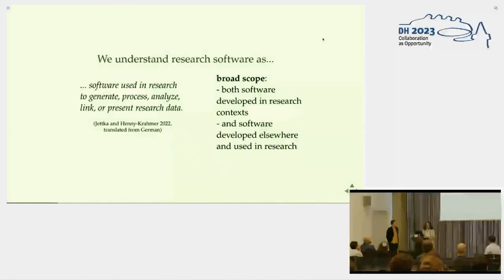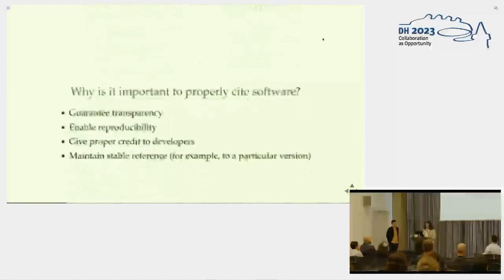And, of course, we're not talking about PowerPoint, we're not talking about Word, we're talking about research software, which we understand as software that is used in research to generate, process, analyze, link, or present research data. We also see research software in a broad scope, so that means that we consider both software that was developed in a research context, but also software that was developed elsewhere and used in research.